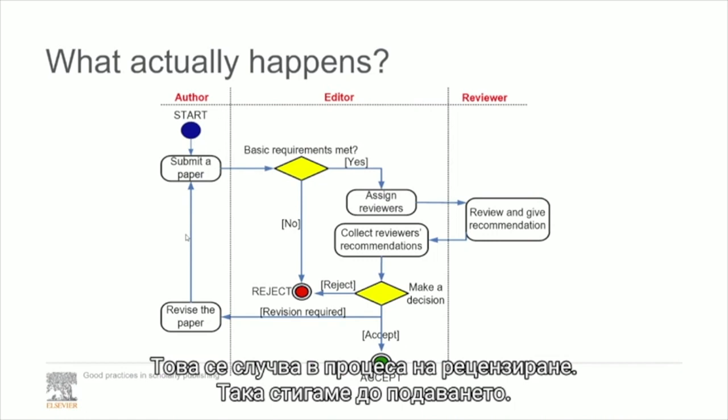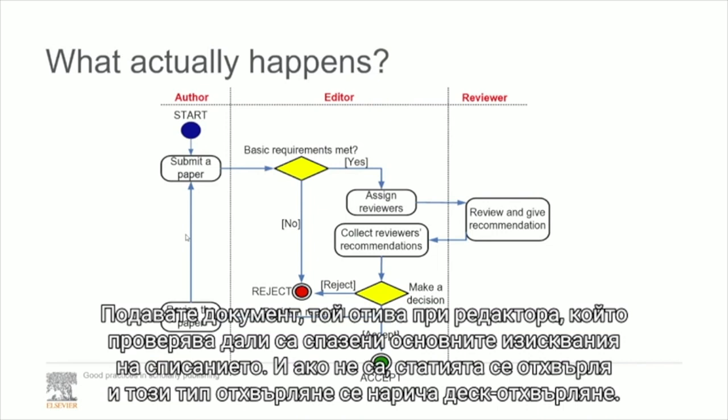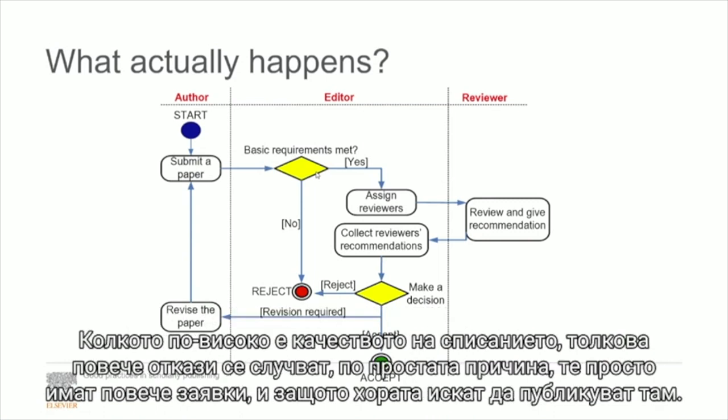So we start at the blue dot as an author. You submit a paper, it goes to the editor, which is here. The editor checks whether the basic requirements are met, and if they are not, the paper is rejected. And this type of rejection is called the desk rejection. The higher the quality of the journal, the more desk rejections happen for a simple reason. They simply have more submissions, because people are more willing to publish there.